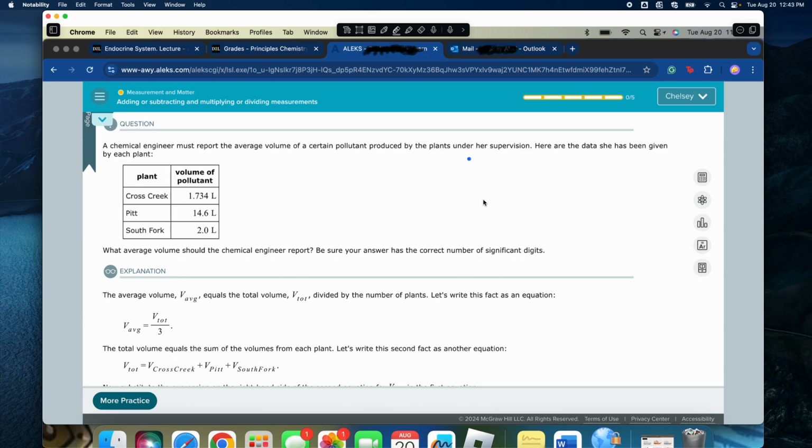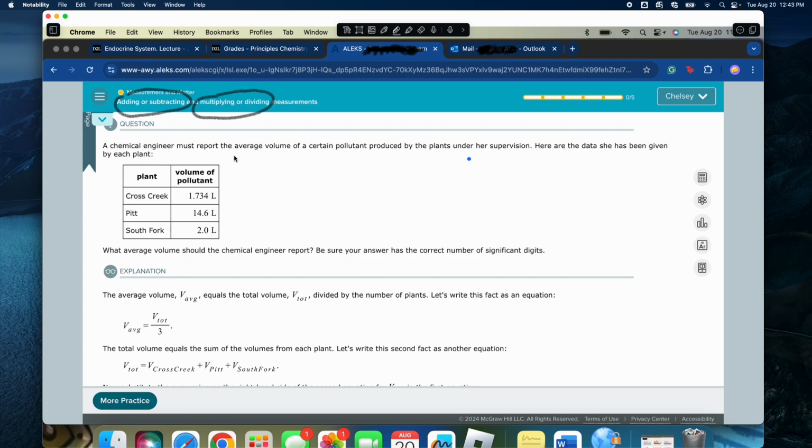All right, so a student asked for some help with this problem. This is just a screenshot from her computer she sent to me, so I won't be able to click on any buttons here, but I can walk you through the problem itself. The topic is adding or subtracting and multiplying or dividing measurements. So here's a classic example of this.